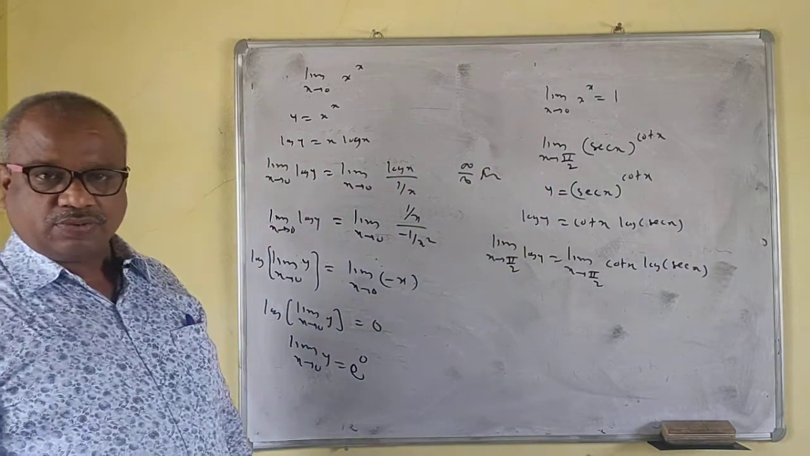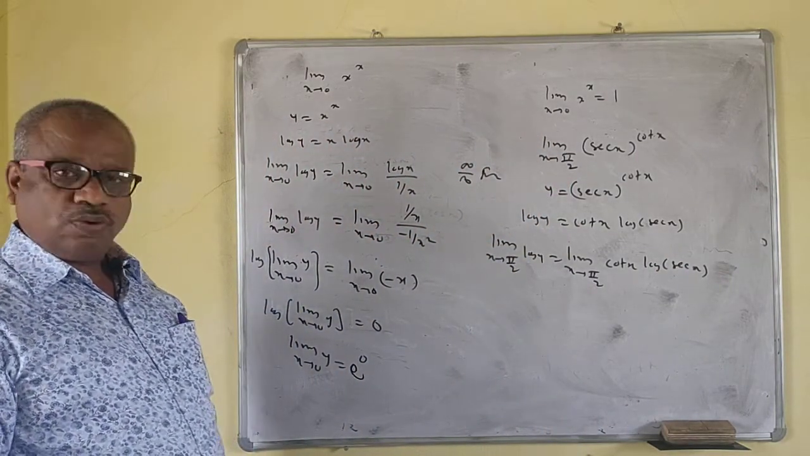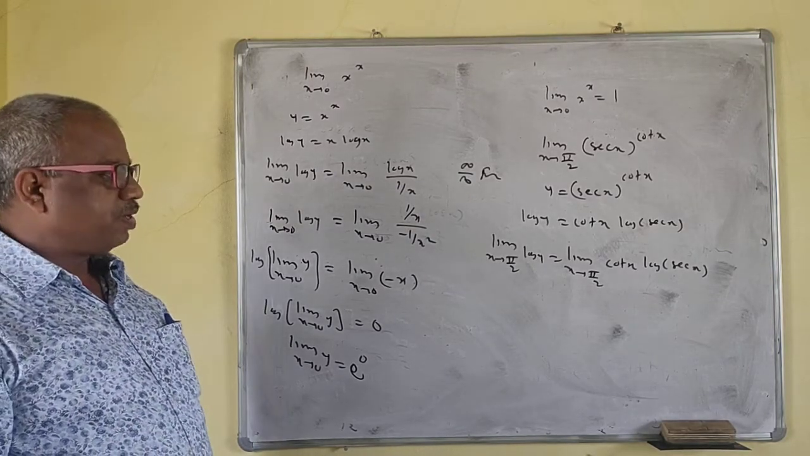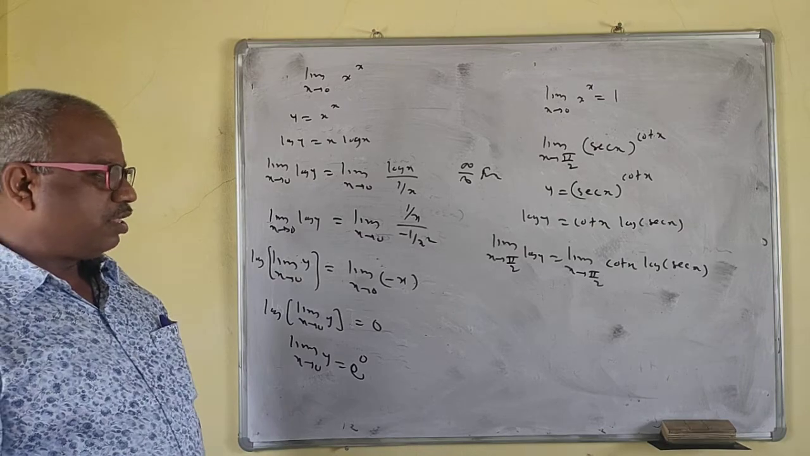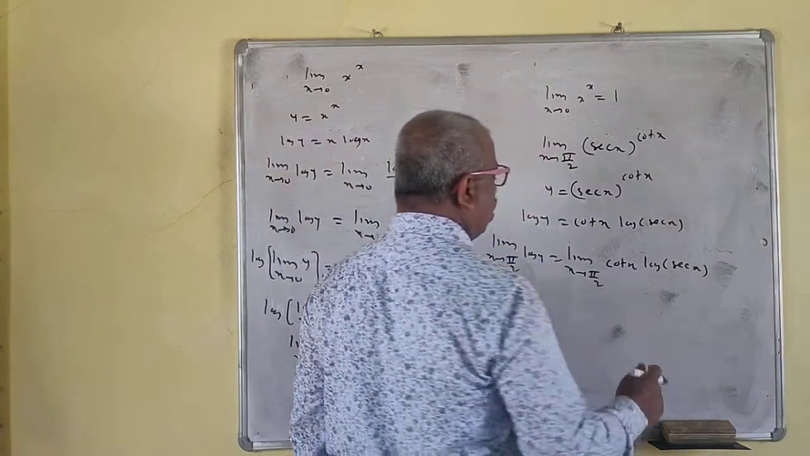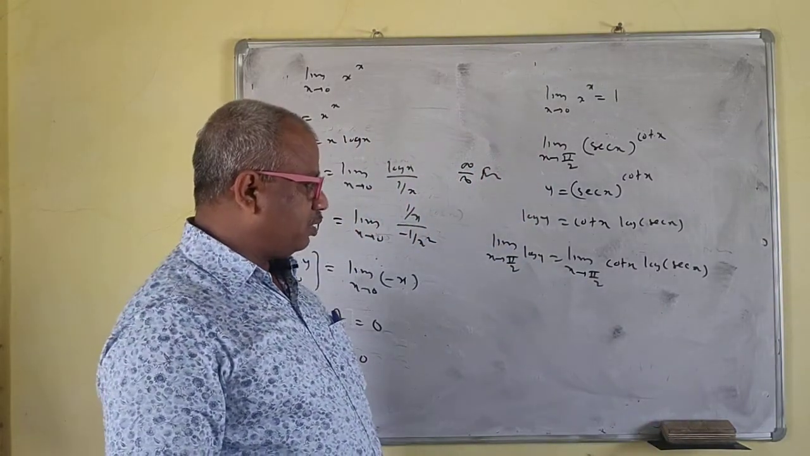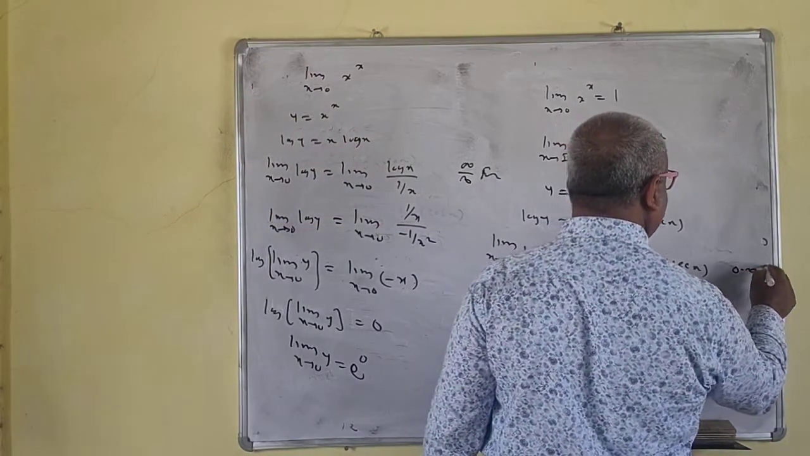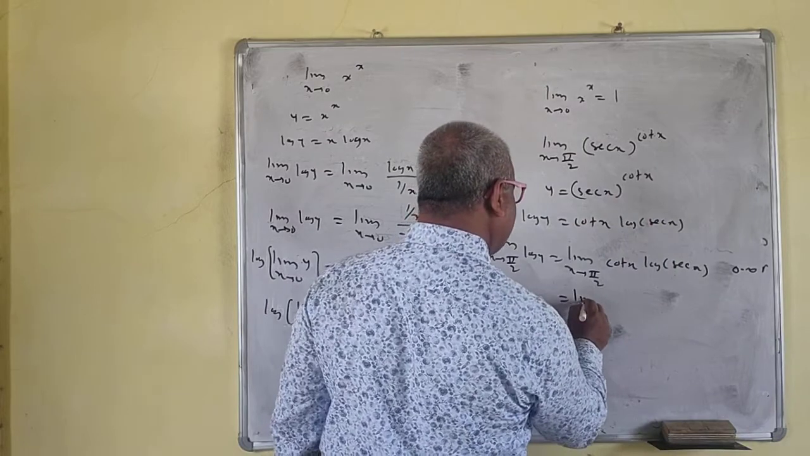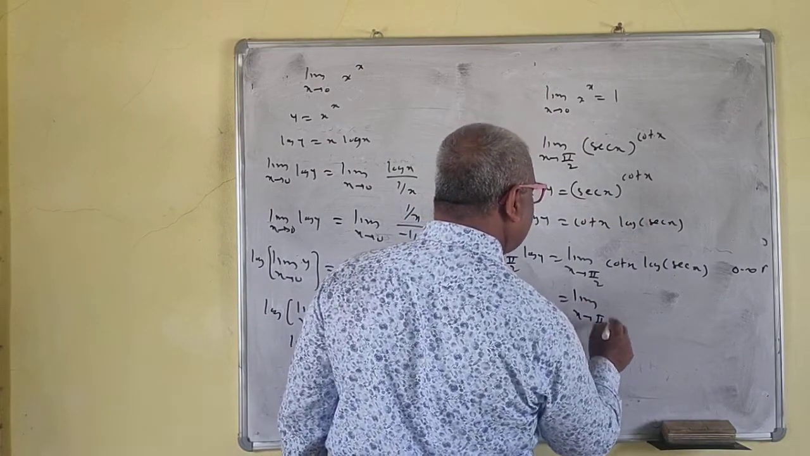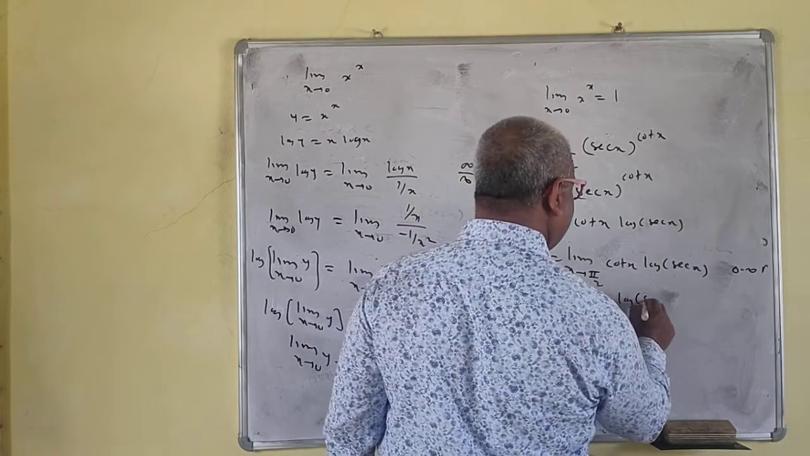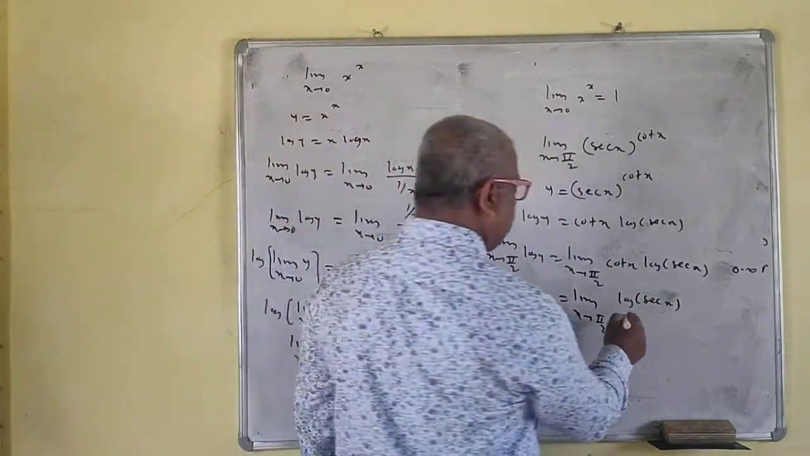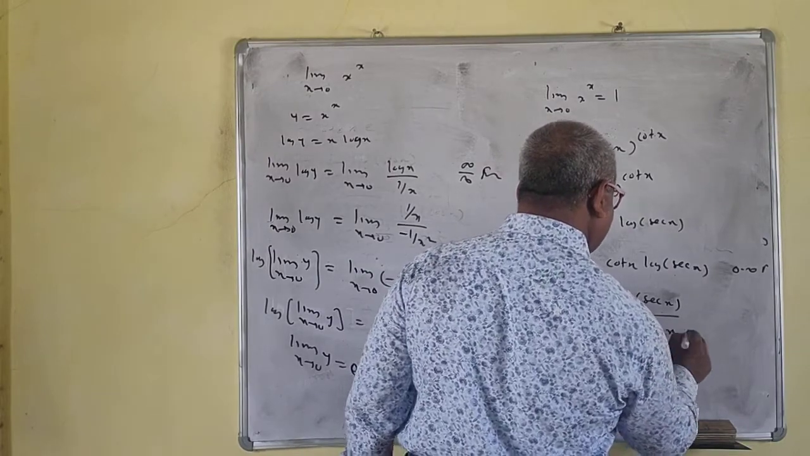So sec pi by 2. Sec pi by 2 means what? 1 upon cos pi by 2. Cos pi by 2 is 0. So that is infinity. Cot pi by 2 is cos pi by 2 upon sin pi by 2, which is 0. So this is 0 into infinity form. So we write this as limit x tends to pi by 2 log of sec x upon tan x, because this is a trigonometric function, easy to shift at the denominator. So we'll shift this at the denominator.